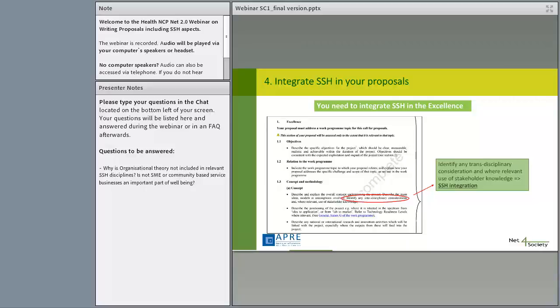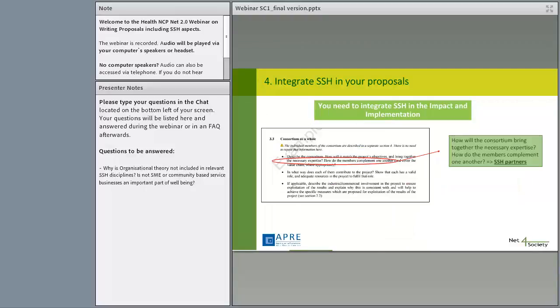Here you have some pieces of the proposal templates, and here you have the first criterion, excellence, and I underlined for you a section where you need to strongly express the integration of SSH if you are interested in a topic that is flagged for the socio-economic sciences and humanities. As you can read here, you need to identify any interdisciplinary considerations. If your topic is a flagged SSH topic, it requires interdisciplinarity, multidisciplinarity. And here you need to explain how this interdisciplinarity is reached by the consortium and the activities of the project.